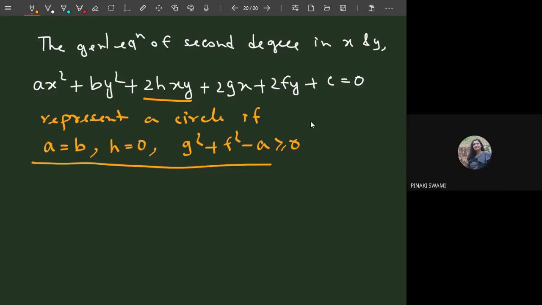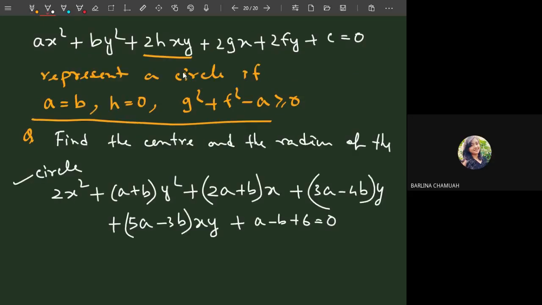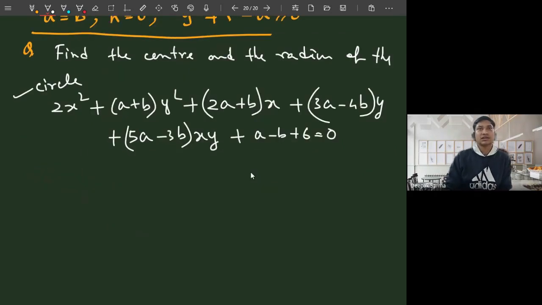Yes, sir. Let us discuss some questions. So this one is a general equation in second degree. But what I have said is that this one is a circle. You have to find the center and the radius. Can you find it?